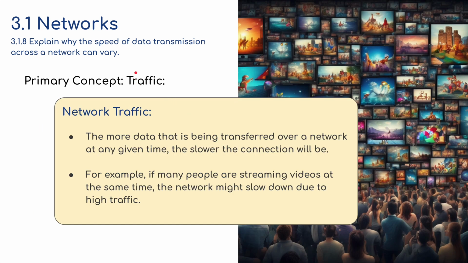So, primary concept, network traffic. The more data that is being transferred over a network at any given time, the slower the connection will be. For example, if many people are streaming videos at the same time, the network might slow down due to high traffic. As you see here, everybody's gone home and is watching Netflix at a certain point. You can imagine during the day, the majority of people might be at work, in an office, whereas they come home at night, 5, 6 o'clock, and turn on the TV, turn on Netflix. You're going to get a lot more traffic at particular times.